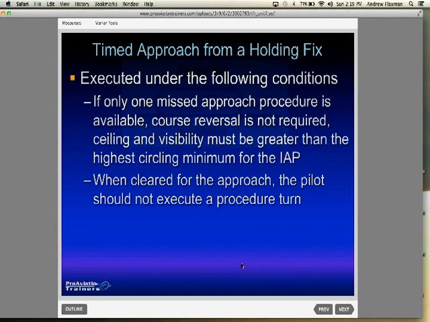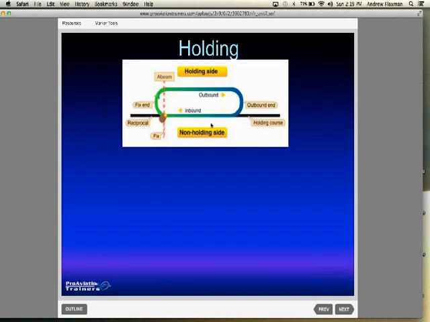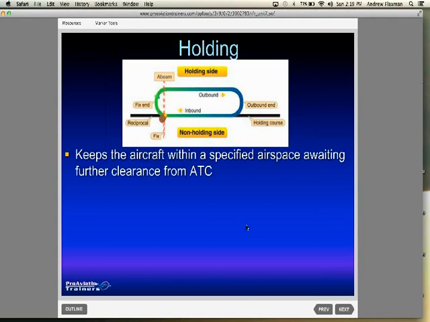So when cleared for the approach, the pilot should not execute a procedure turn. This is kind of what we were talking about here. Hit the fix, go in, inbound this way. Instead of flying here, flying the hold, coming back around and shooting the approach, they just want you doing the straight-in approach. So this keeps the aircraft within the specified airspace awaiting further clearance from ATC.